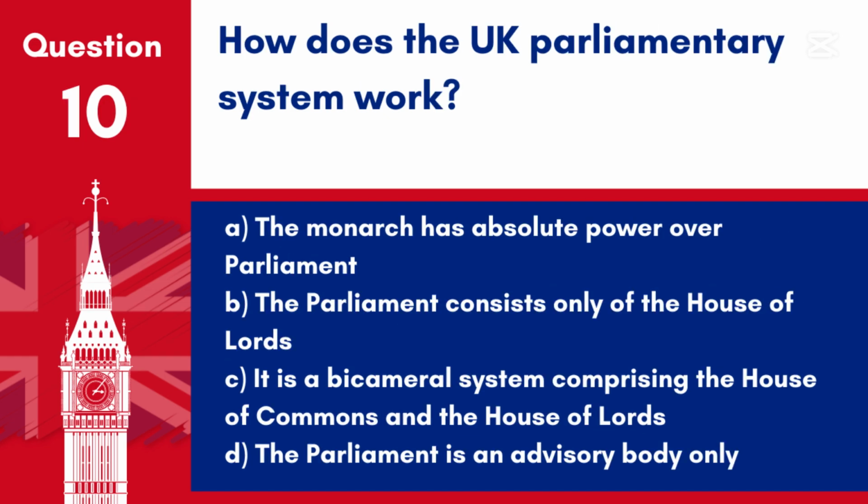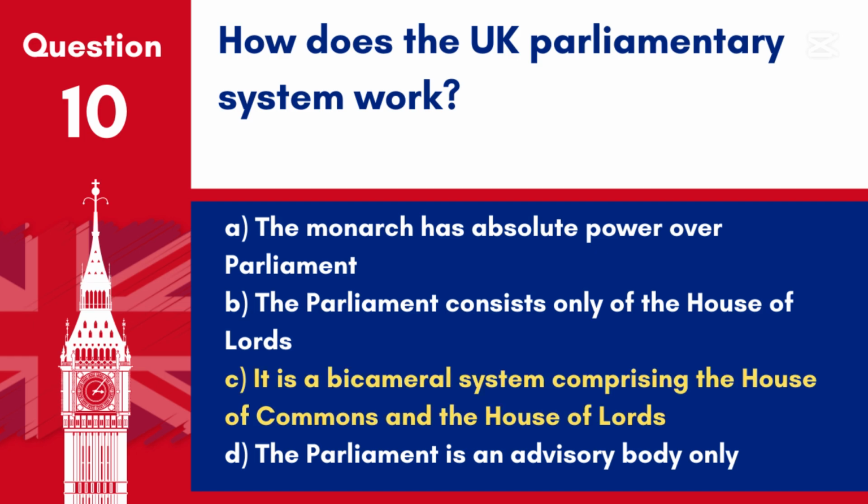Question 10. How does the UK parliamentary system work? A. The monarch has absolute power over Parliament. B. The Parliament consists only of the House of Lords. C. It is a bicameral system comprising the House of Commons and the House of Lords. D. The Parliament is an advisory body only.